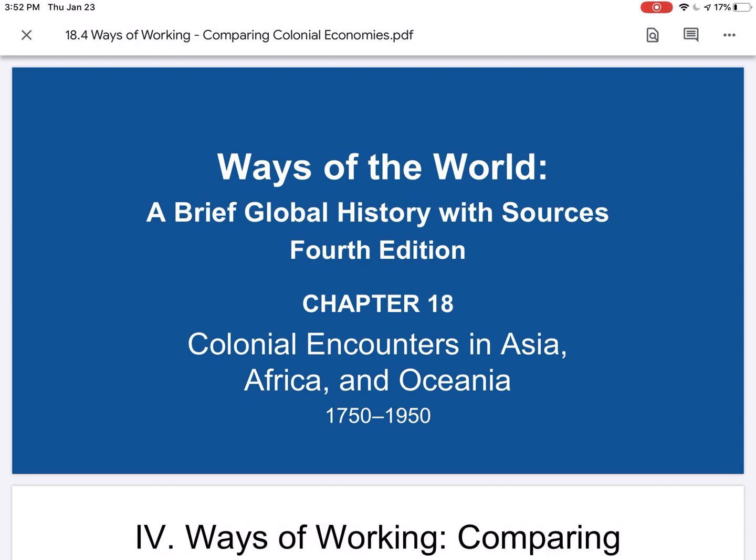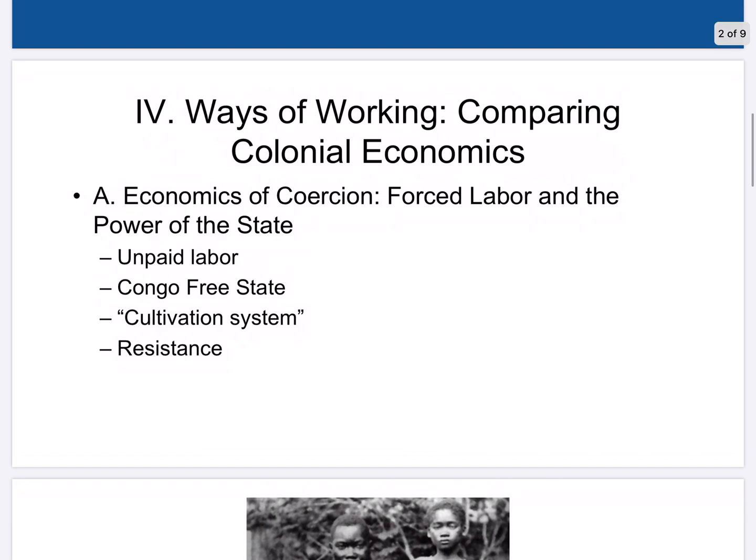We're going to look at ways of working and comparing colonial economies as we look at colonial encounters in Asia, Africa, and Oceania. So let's look at economies of coercion, forced labor, and the power of the state.